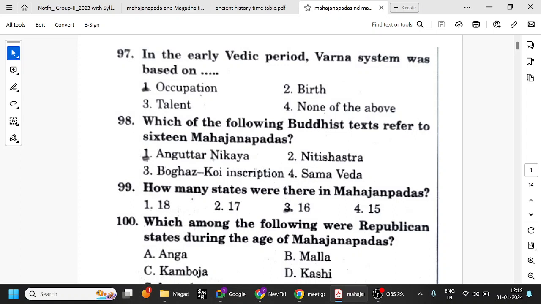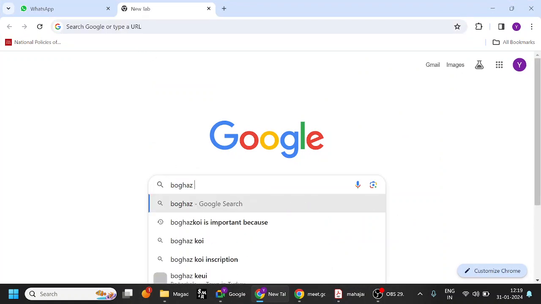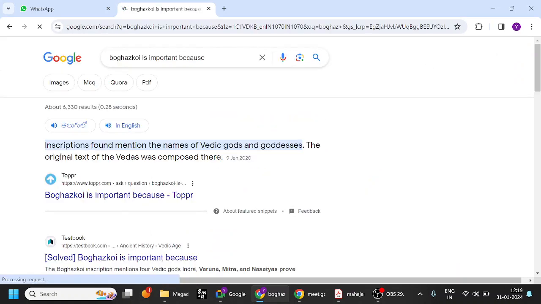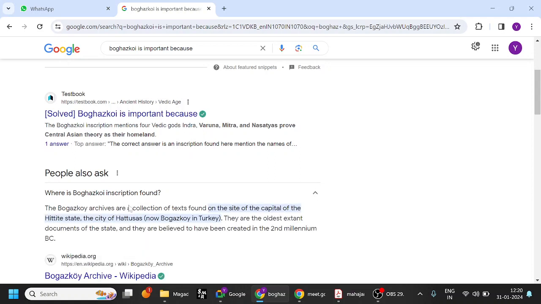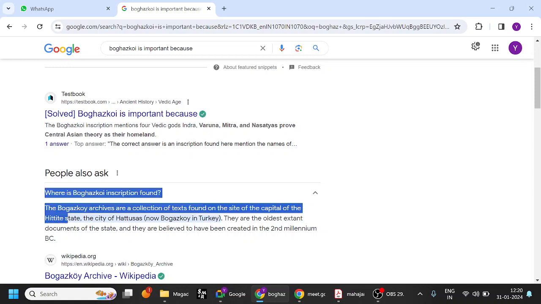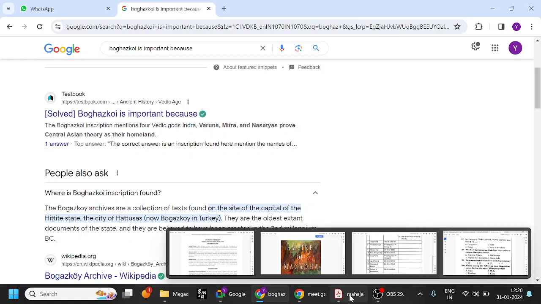And the Bogazkoy inscription we have seen yesterday belongs to Turkey. It mentions the names of the Vedic gods and goddesses. Also we have seen that these Vedic gods and goddesses are the witnesses between the Hittites and the Mitanni. It was found in Turkey, right? The Hittites are one of the first tribes to come to India in the ancient period. So we have seen all that yesterday.